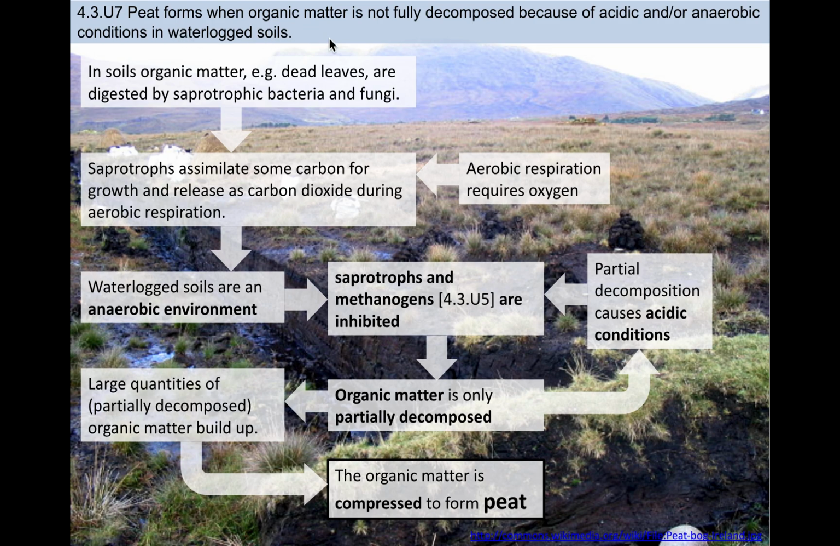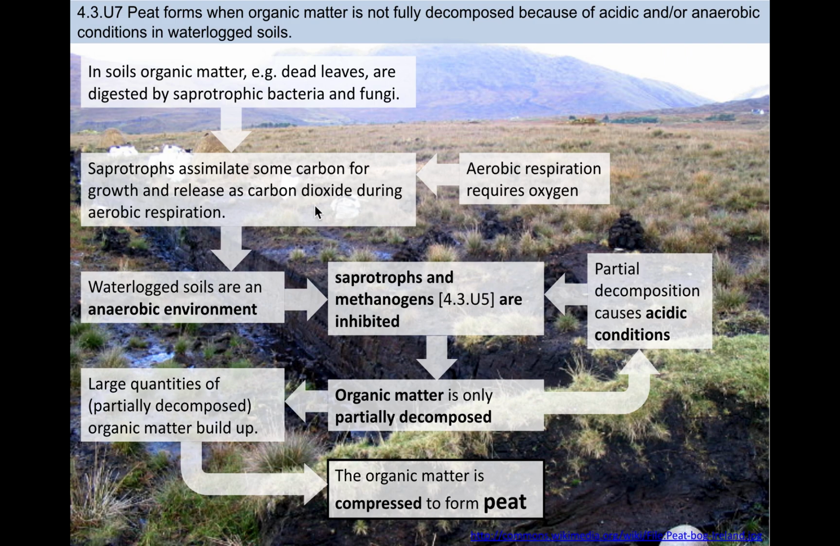So peat forms when organic matter is not fully decomposed, like we said. It's found, first of all, in soils that have a lot of organic matter, so dead leaves that are digested by saprotrophic bacteria and fungi. Saprotrophs will then assimilate some of that carbon for growth and release it as carbon dioxide during aerobic respiration.